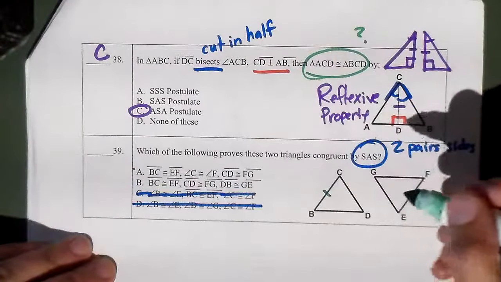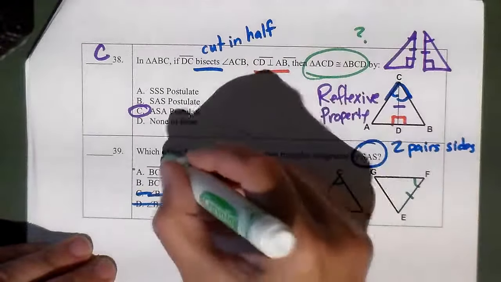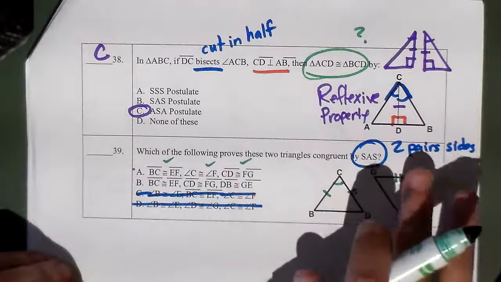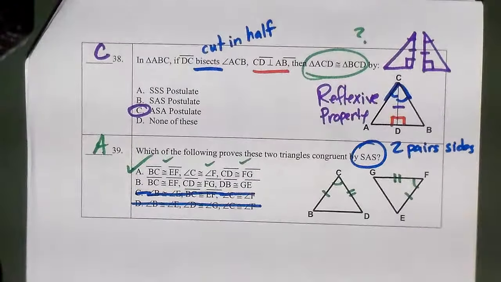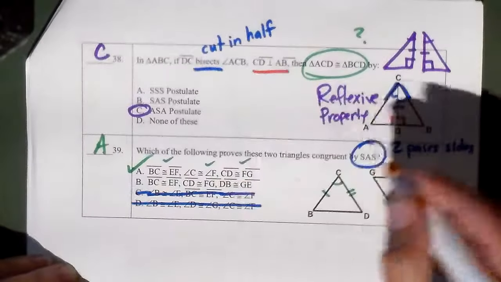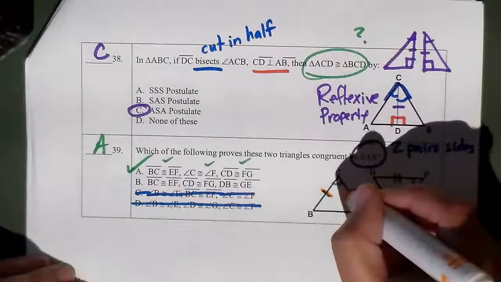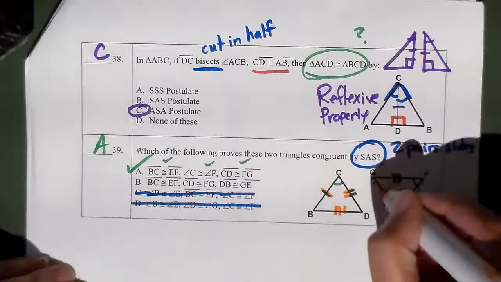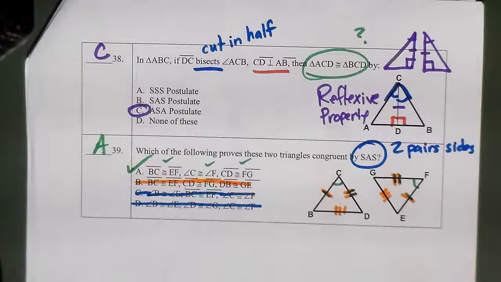A says BC is congruent to EF, angle C is congruent to angle F, and CD is congruent to FG. Now, we're looking for an angle included between two sides, and we do have that there, so the answer is A. That is correct. Let's see if B is actually a correct answer also. B says that BC is congruent to EF, CD is congruent to FG, and DB is congruent to GE. We can't use that because that's not side, angle, side, that would be side, side, side. So the only correct answer is A.